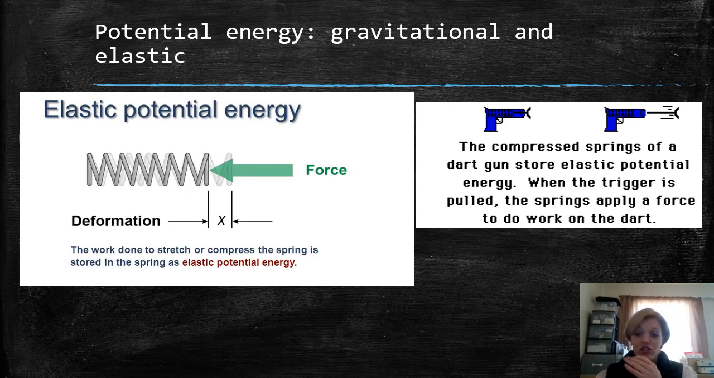So if there's ever a change in shape, if there's ever compression involved, if there's ever stretching out involved, the chances are elastic potential energy is involved. So it's got to do with shape. And I want you to bear that in mind. It's got to do with shape, compression, and stretching out of an object.